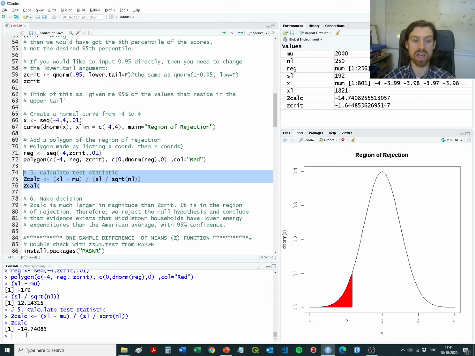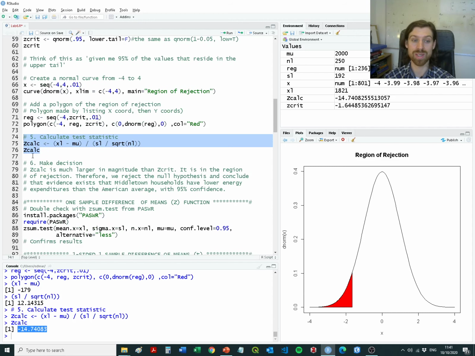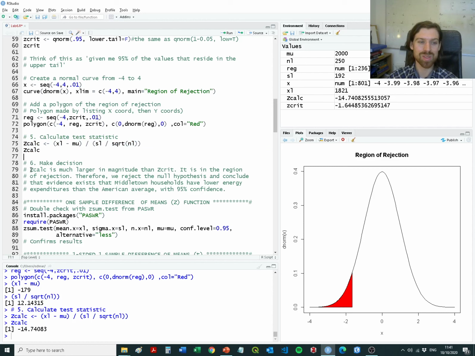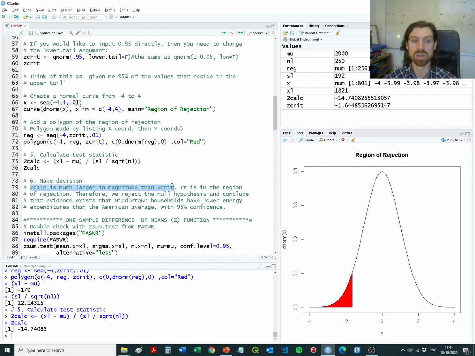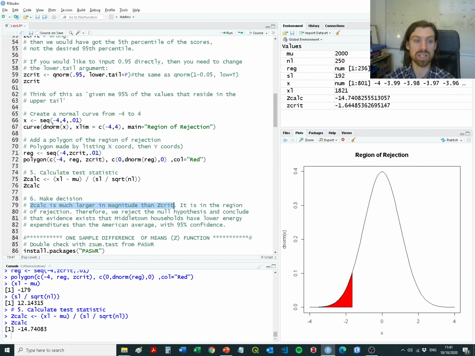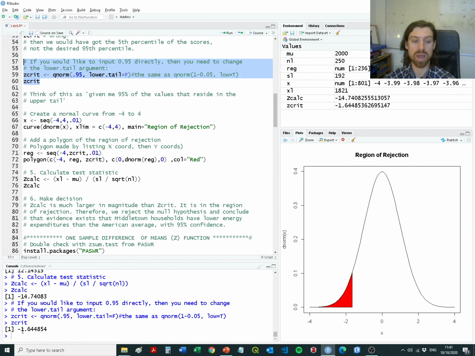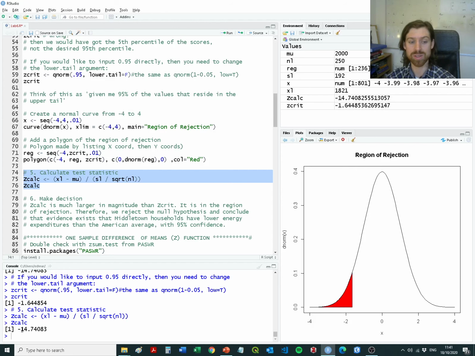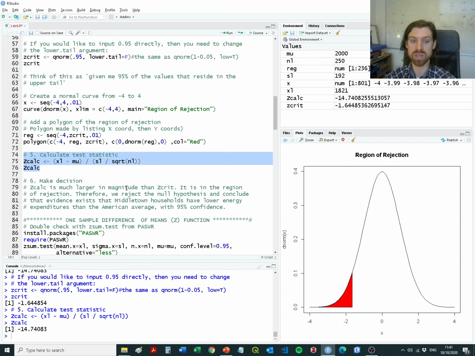When we calculate that by dividing the two together, we get -14.74. So that is quite a strong signal. The Z calc that we obtained is very large in terms of the magnitude of the Z critical value. The Z critical value, if we go back to it, was -1.646, whereas the Z value that we got was -14.7. So this is a pretty large signal.